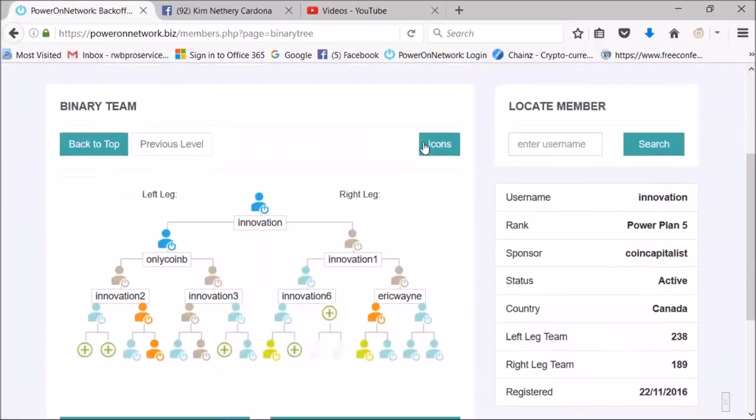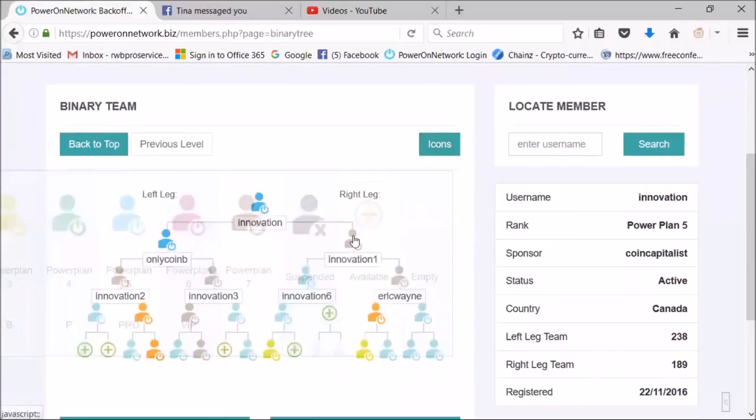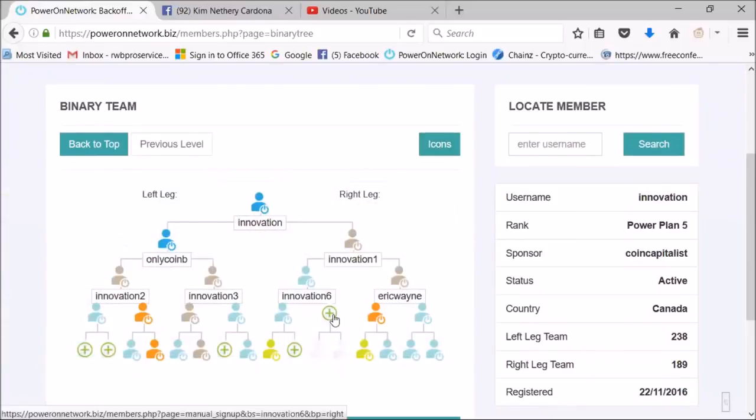There's a few things. Icons tell you like what color for different plans. This shows you the availability. You know, when you see a circle with a plus in it, okay? And then off to the right here, you actually have my username, the power plan, the sponsor, who sponsored me, the country, how many I have on my left leg, how many I have on my right, and when I actually registered for the company.